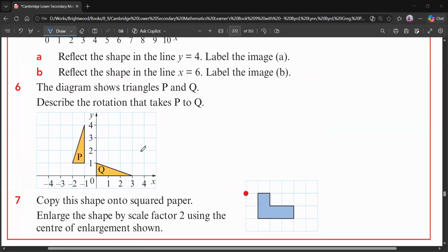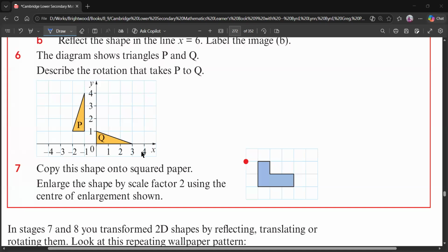And there are many things. For triangles P and Q, describe the rotation. What can you say? The rotation is taken clockwise. We call this one what? Clockwise. How many degrees? This point is taken clockwise. How many degrees? 90 degrees. Clockwise, 90 degrees. The center point should be here, in the middle place.